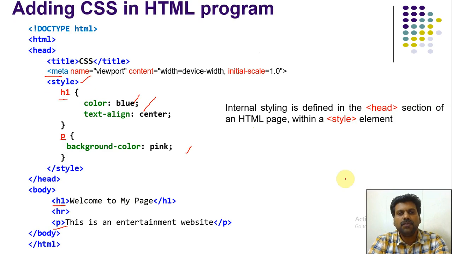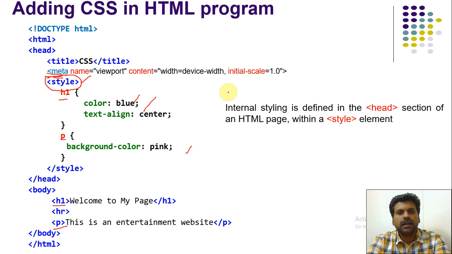Now let's see how we can include CSS code in an HTML program. This is the way we can include CSS code in an HTML program. We need to include a style tag. Using the style tag, we include CSS code or CSS properties inside the HTML program, right? And before that, to make your website more responsive, we have to include this meta tag also. The meta tag is mandatory for making your HTML program more responsive.